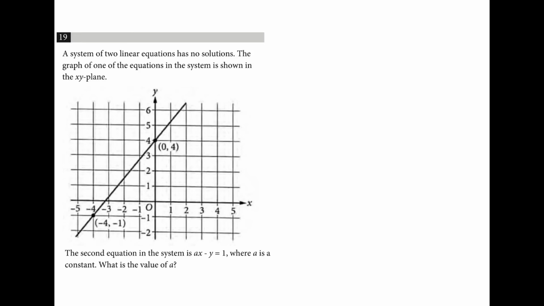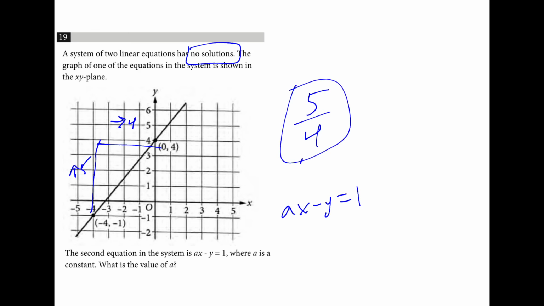Here's one graph. We're told that there's no solution, so we're looking for something that's parallel. And we're given ax minus y is equal to 1. If you look at the slope of the original graph here, we go up 5 and over 4. So our coefficient is going to be parallel with that for x. So we're going to choose 5/4 because the parallel lines have no solutions.